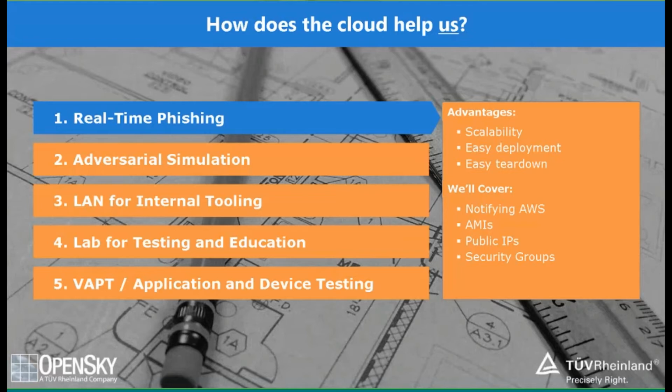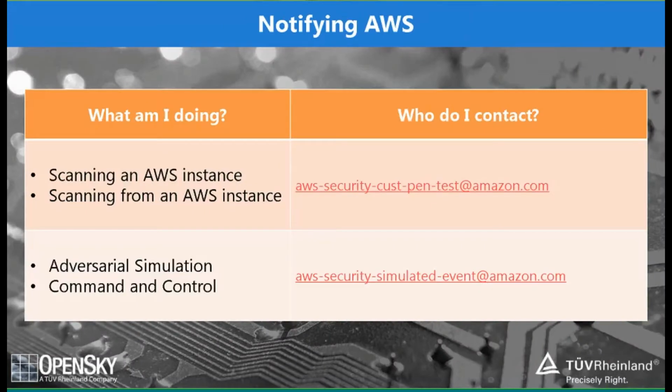But before I do that, I want to address notifying your cloud provider about your activity. So as Brian mentioned, we chose AWS, and they have two separate ways to notify them regarding cybersecurity testing. If you're going to be performing vulnerability scanning, web application scanning and testing, or an announced penetration test, then that first email address, the penetration testing email, is the right place to go.